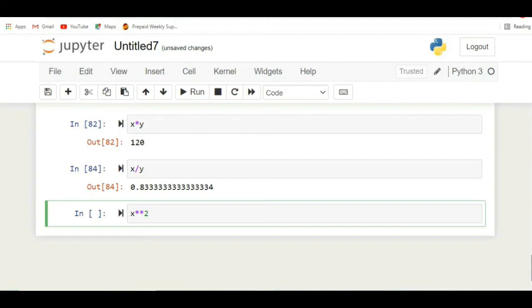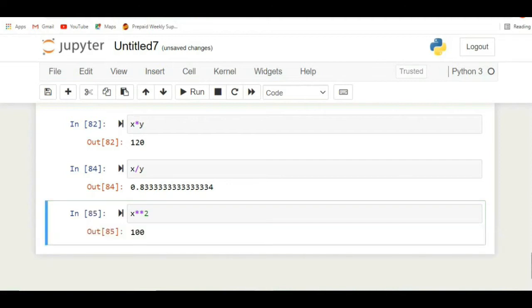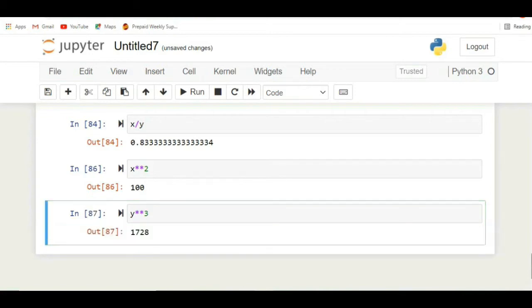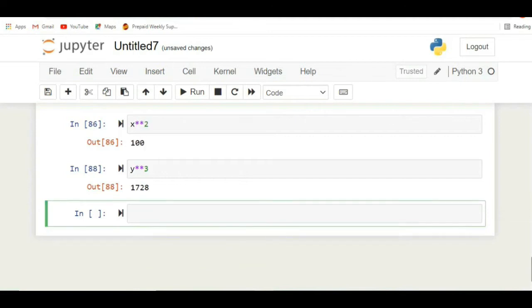So x double star 2 means 10 raised to the power 2, which is of course 100. And the next is y double star 3, which means 12 raised to the power 3. It is 1728. So 12 multiplied by 12 multiplied by 12 is 1728.